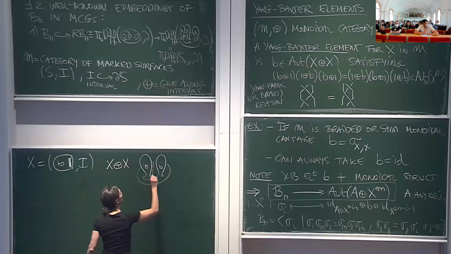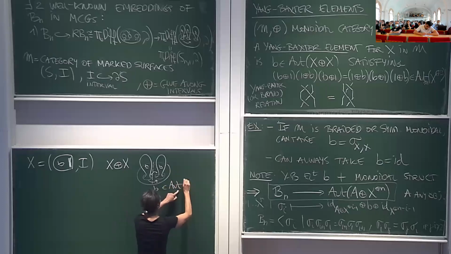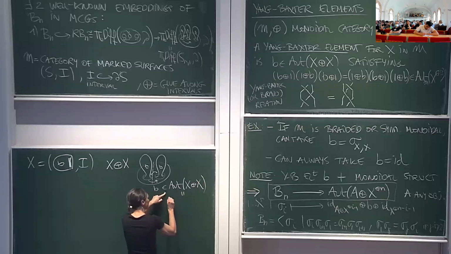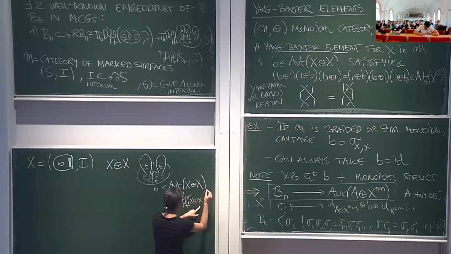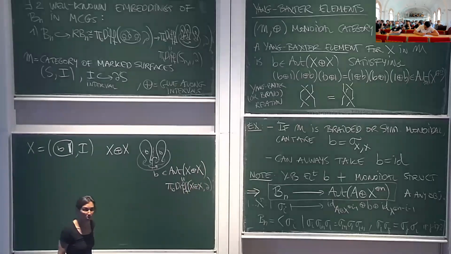And now I can play the same game as I did before. You can think of these as little circles, and my element B in the mapping class group of this surface is exactly the thing that switches the two guys. So this is B in Oat X plus X. I didn't say what the morphisms were. My morphisms are the mapping class group, so pi naught Diff of X plus X, and fixing, you could fix the whole boundary or just the intervals. So there are a bunch of variants of the definition here. Okay, so that's one example.